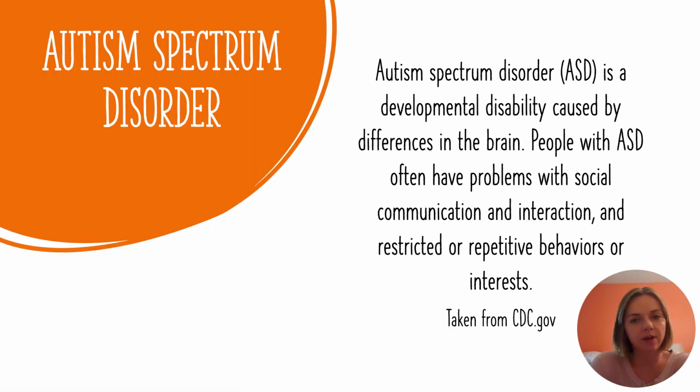Autism spectrum disorder is a developmental disability caused by differences in the brain. We will be talking about the brain a lot in this video because the brain is where both of these disorders are rooted, right? So just differences in the brain, injuries in the brain. People with ASD, autism spectrum disorder, often have problems with social communication and interaction, and they'll have restricted or repetitive behaviors or interests. So we know children with autism often will gravitate towards the same object, the same interest. They like to play with what they like. They're not interested in something new. They're not interested in new people or topics. They like what they like, and no one can deter them from that.